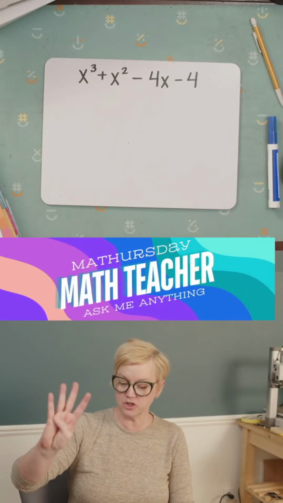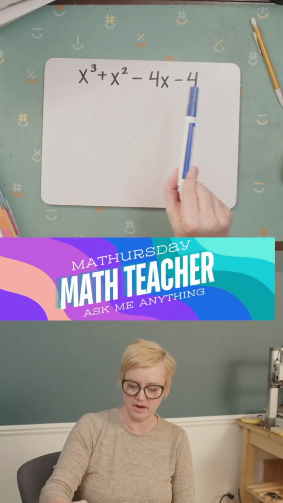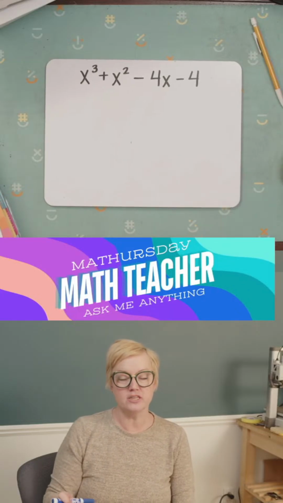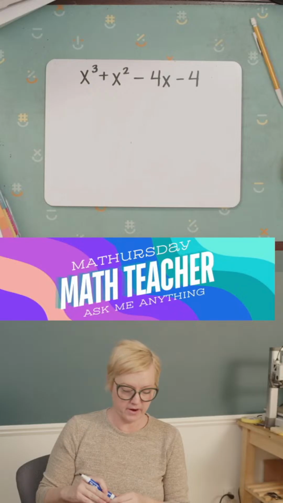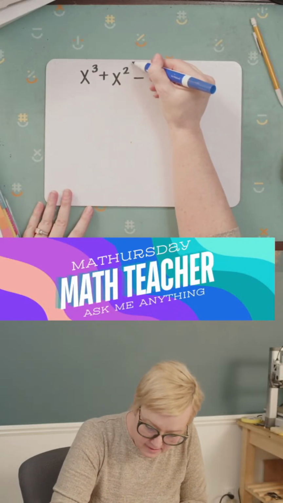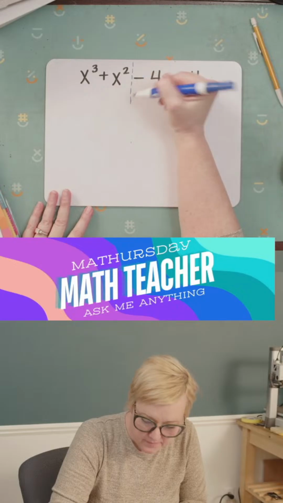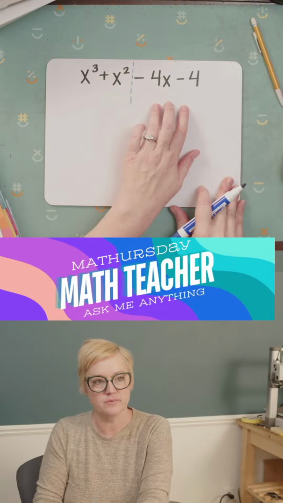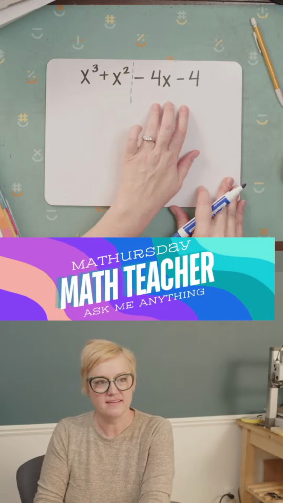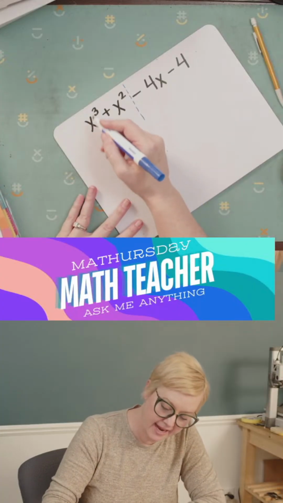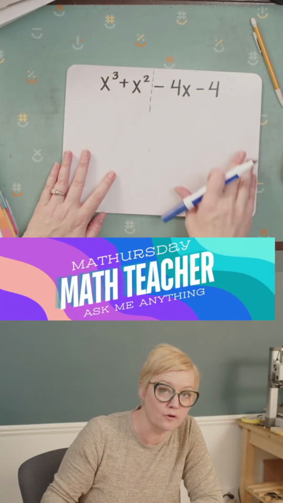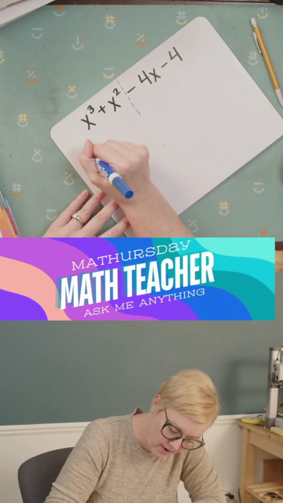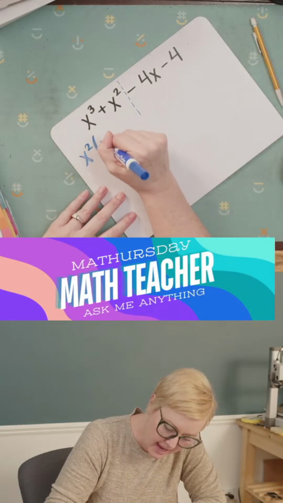All right, so we have 4 terms here, right? We have 1, 2, 3, 4. So when we have 4 terms, we are going to do factoring by grouping. Where we're going to kind of split this into 2 groups. And I'm going to take out the GCF of this group and the GCF of this group. So we're going to take x cubed plus x squared. We're going to look for a GCF, and in that case, it's x squared. So I can take out x squared, and what's left behind is x plus 1.